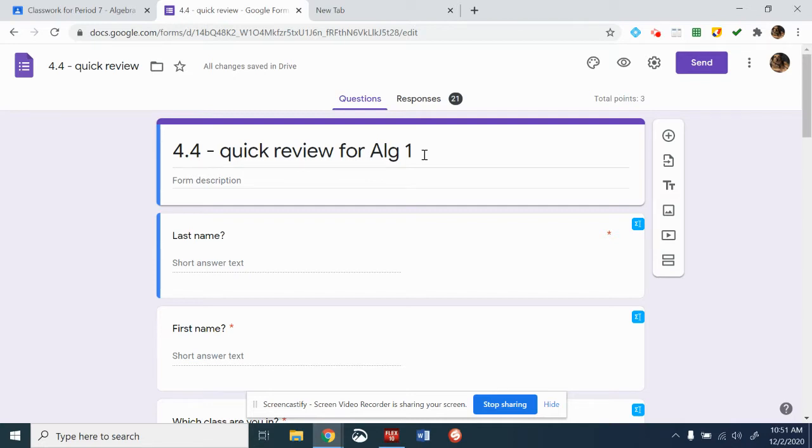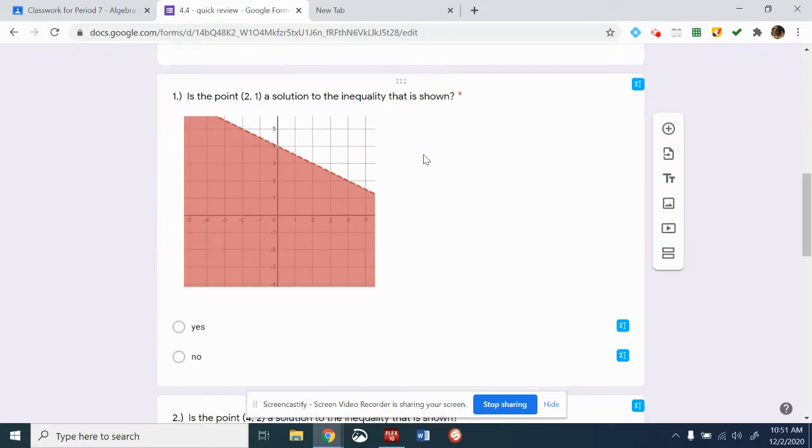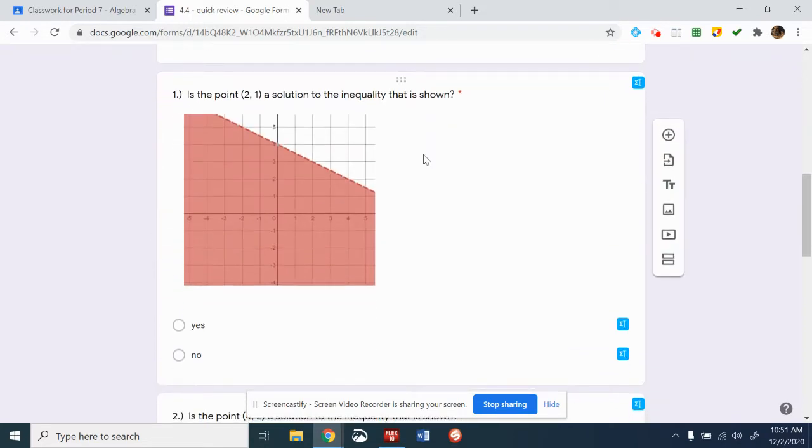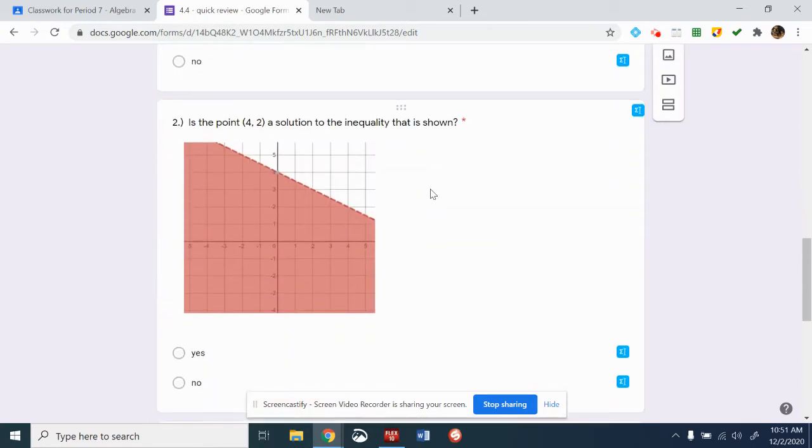It's a Google form. And just to go through it real quick, the first one is (2, -1), a solution? So (2, -1) is right here. That's in the shaded region. So yes, that's a solution. If you're in the shaded region, it's a solution. If you're outside of the shaded region, it's not a solution.